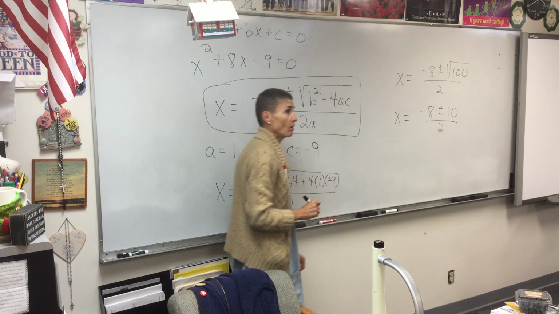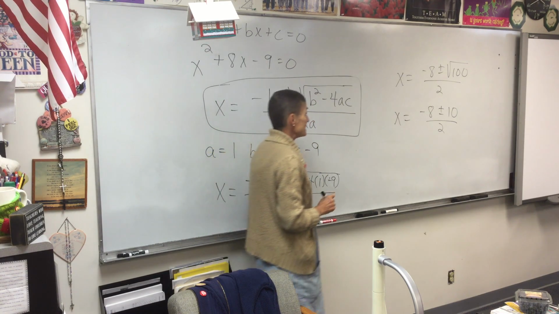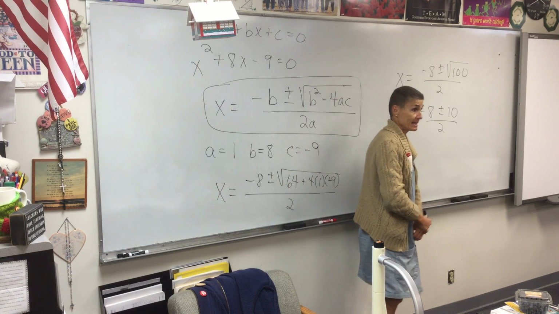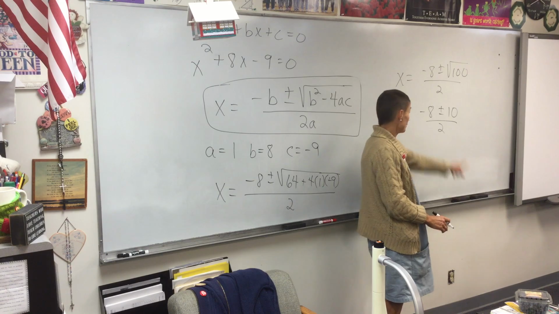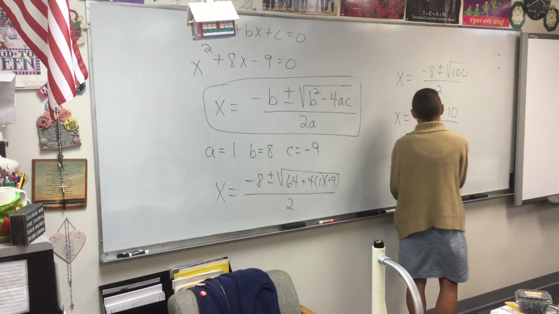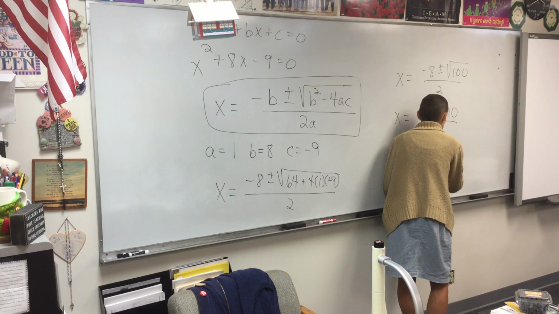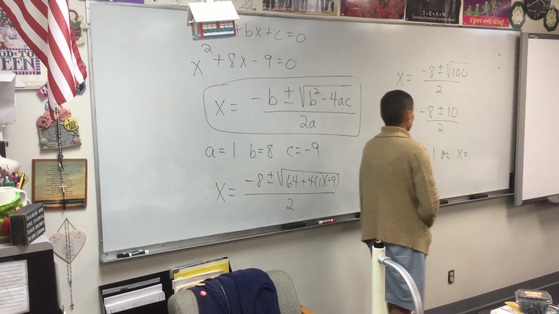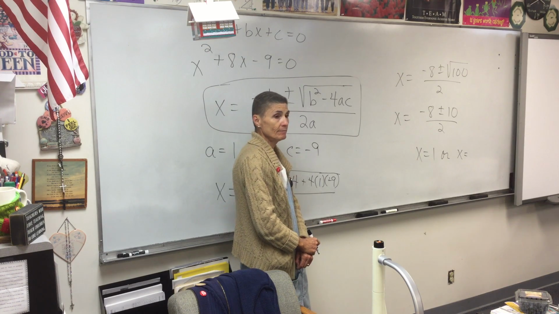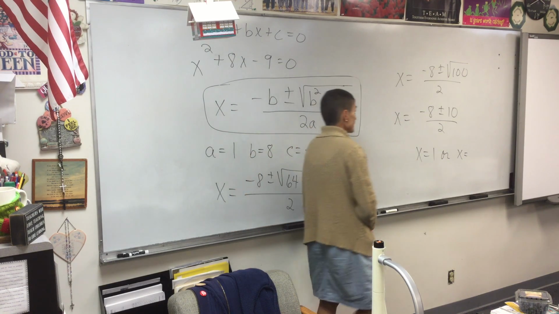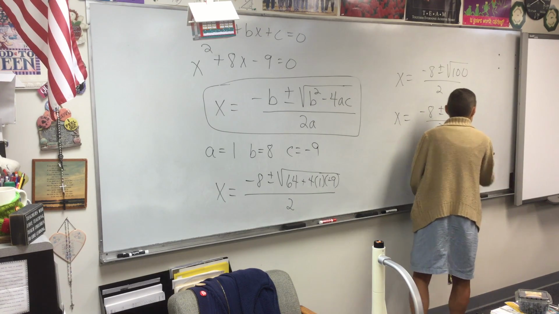And now I'm going to figure out what my answers are. Negative 8 plus 10 divided by 2 is 1. So one of my answers is 1. Negative 8 minus 10, negative 18, divided by 2, which is negative 9.